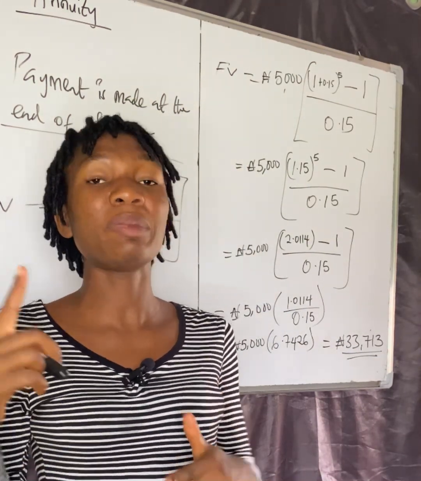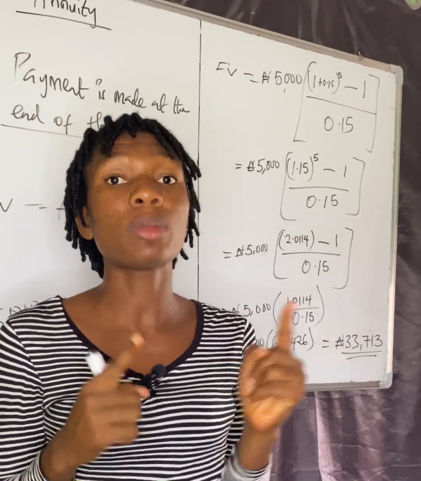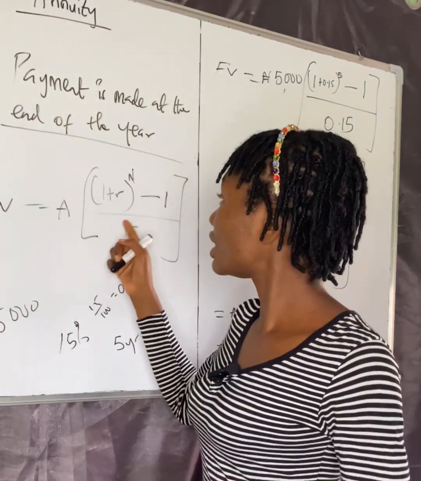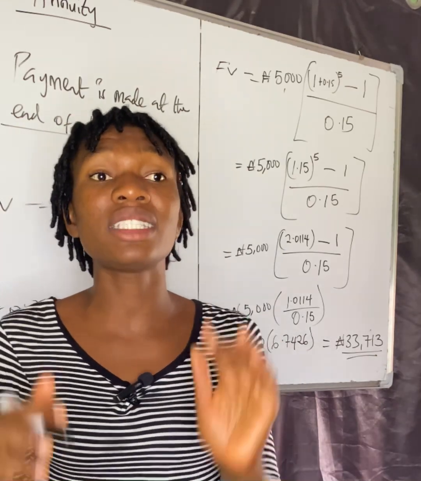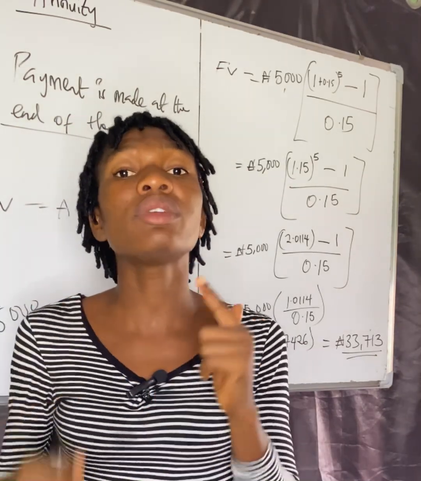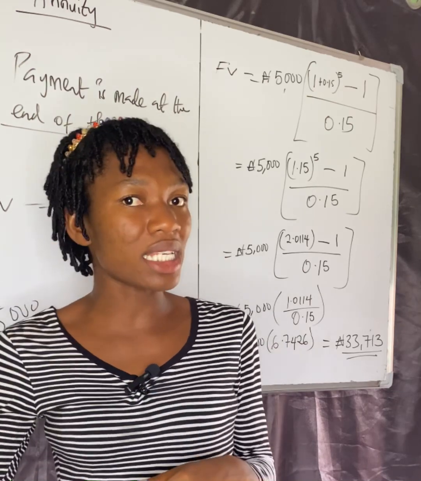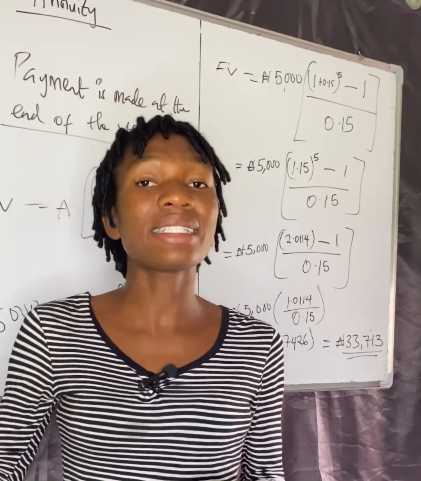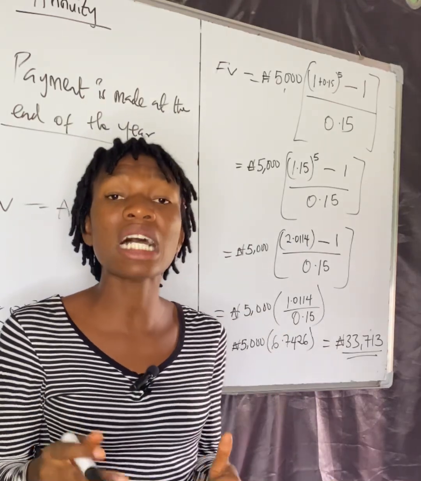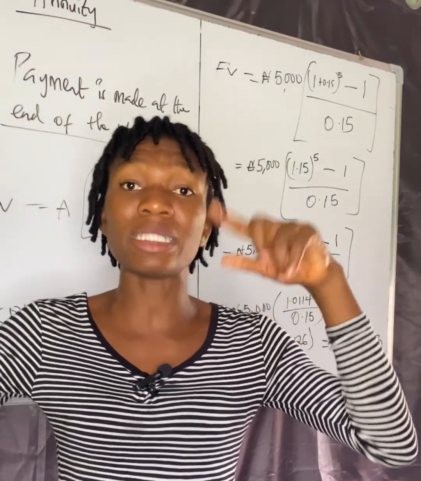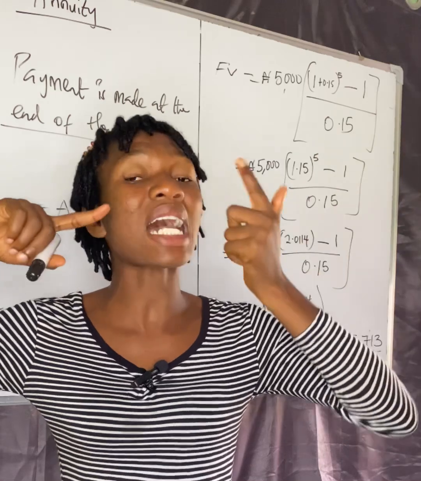Where payment is made at the beginning of the year, the formula becomes different. This is for the end of the year. For the end of the year, it means that the year where the payment is made will not receive interest until the next year, and it goes on like that. But where we have the beginning of the year, it means that the amount invested this year at the beginning of the year will be receiving interest at the end of the year.